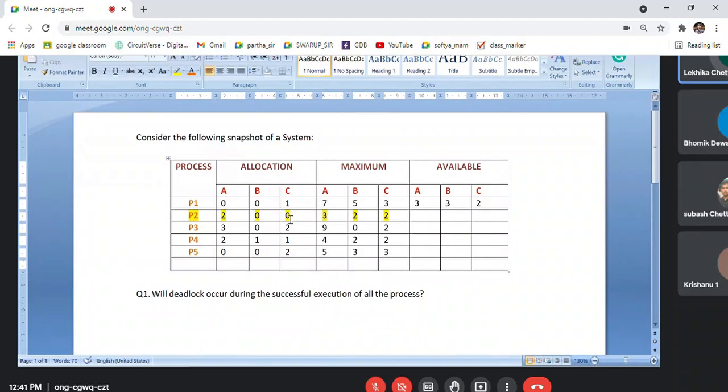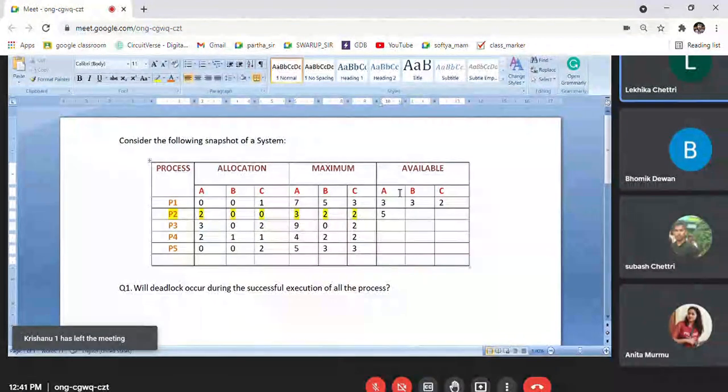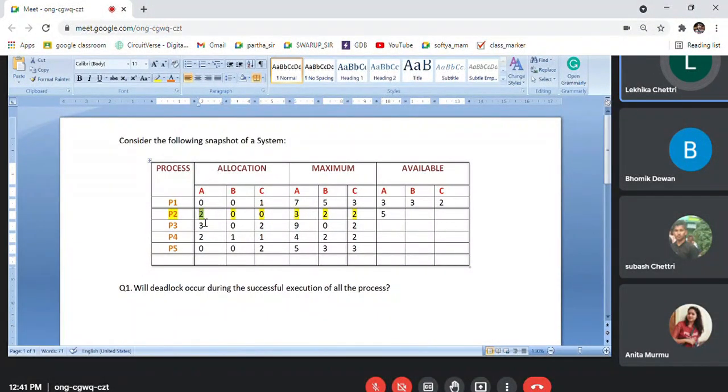So when P2 completes its task, it will release 2 copies of resource A, and I'll end up having, see here, 5, because I had available 3. P2 completed its task, so it released the 2 copies of the resources that it had. So I will now have 3 plus 2, 5 copies of A available, because it is 200. So B will remain 3 and C will remain 2. Okay, so now my available resources have increased. Now because it is 532, I can choose this one.